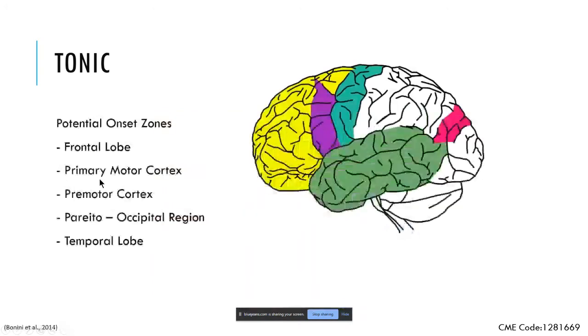Most focal tonic seizures arise from the frontal lobes, usually precentral and premotor regions, but they can also arise from the parieto-occipital and, less commonly, the temporal lobe.